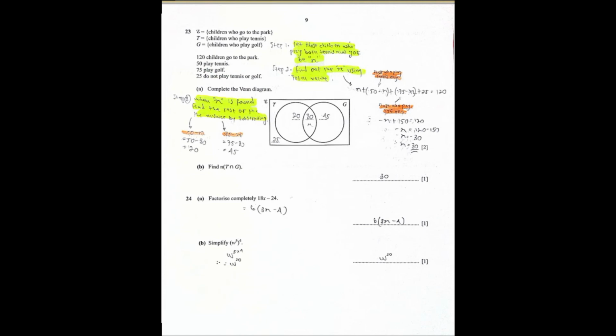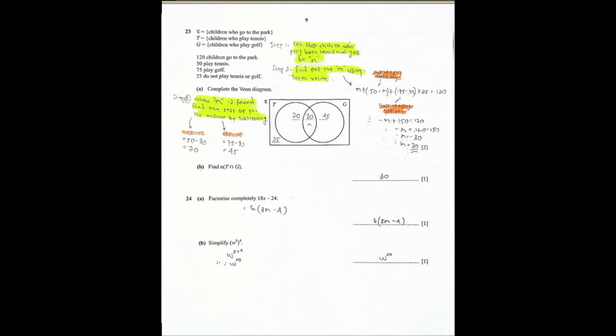Question 23. 120 children go to the park, 50 play tennis, 75 play golf, 25 do not play tennis or golf. To solve this kind of question, what I always do is let those children who play both tennis and golf be my x value, and it is an unknown. I don't know how many students play both tennis and golf, so I'll just set it as x.